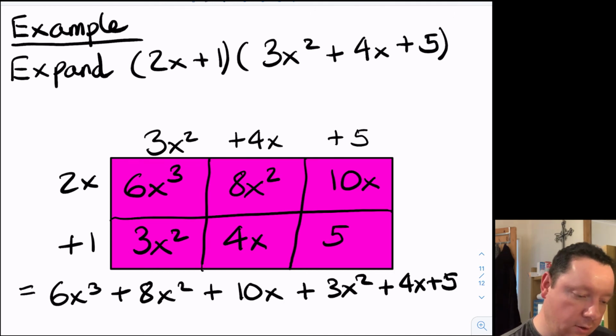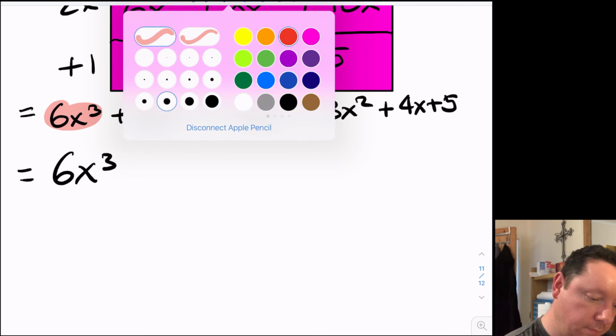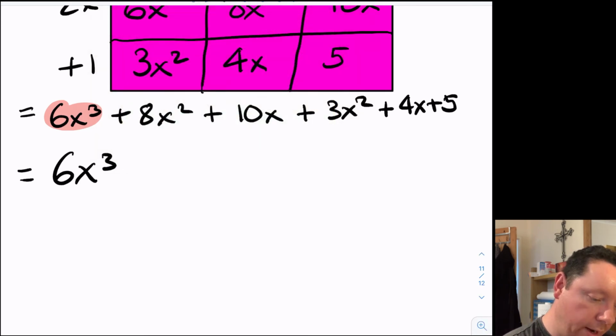Using our highlighter method to simplify this. So you've got 6x cubed. I can highlight that and look along for x cubes. There's no more x cubes. So I'm done with him, so I write him down. So that's 6x cubed. Next colour highlighter. I've got 8x squared is the next thing. So x squared. I look along and look for more x squareds. 3x squared. 8 and 3 is 11. So I've got 11x squared.